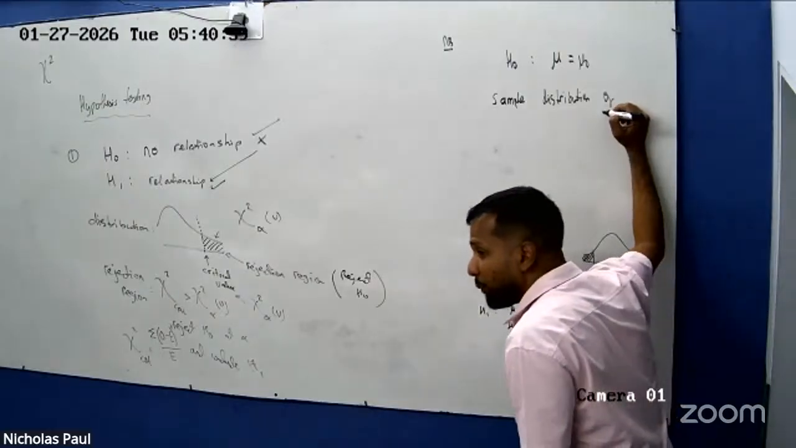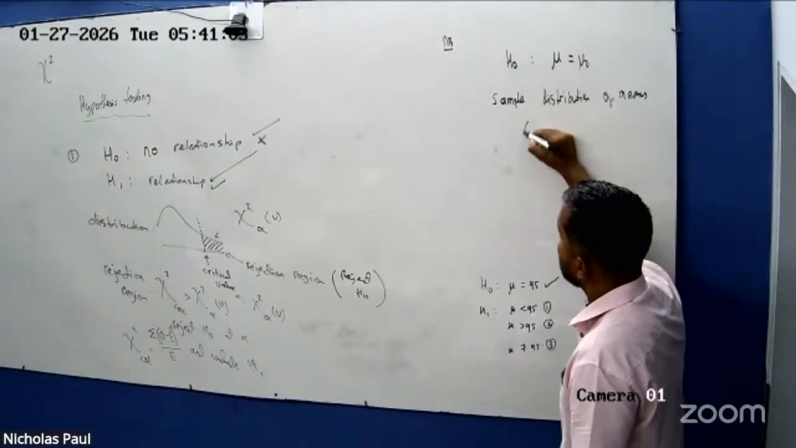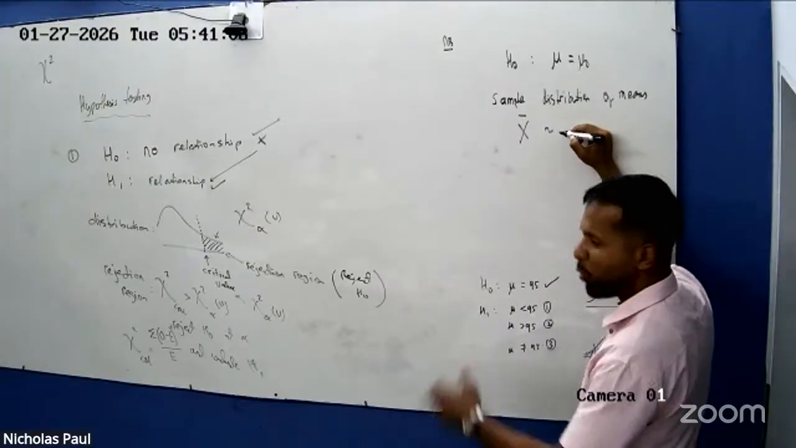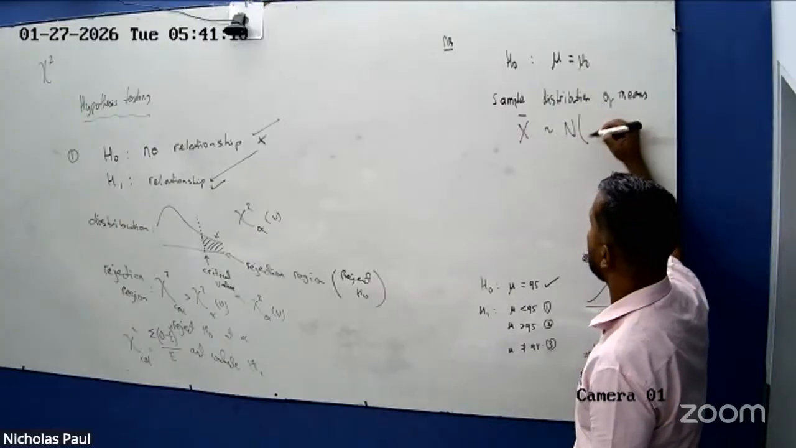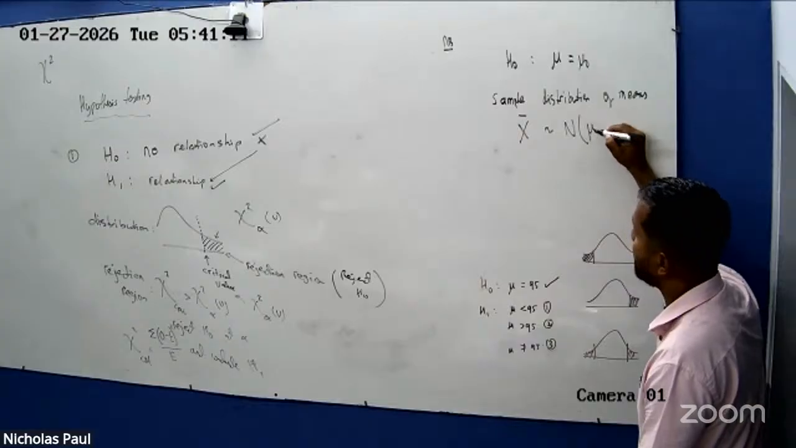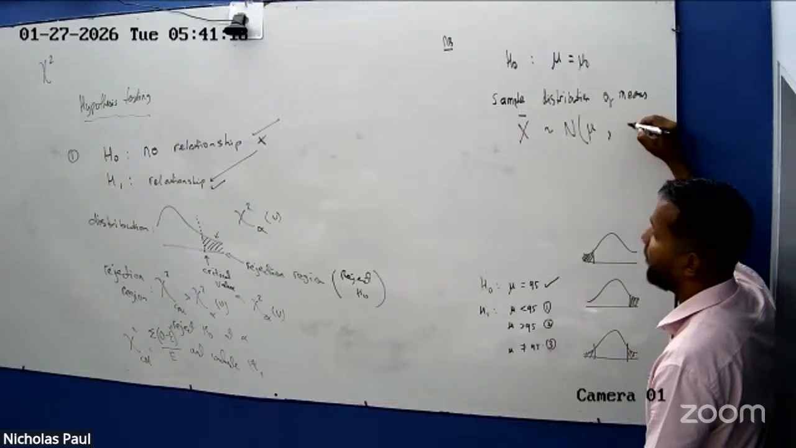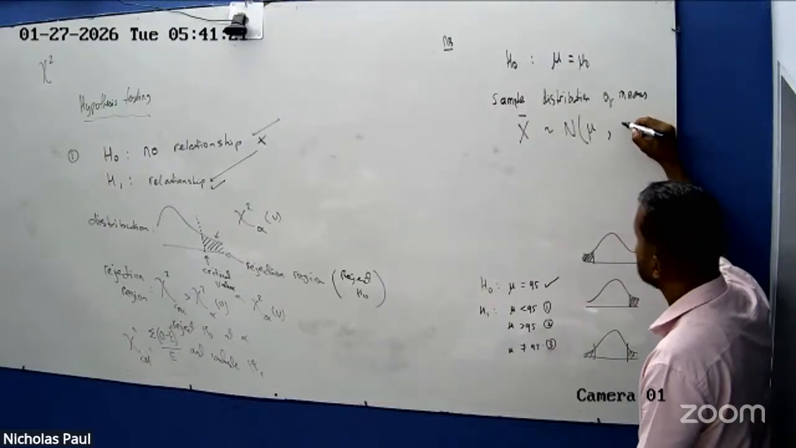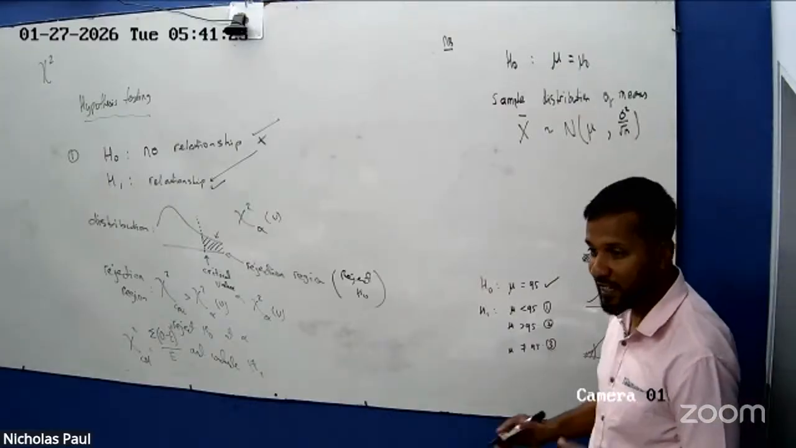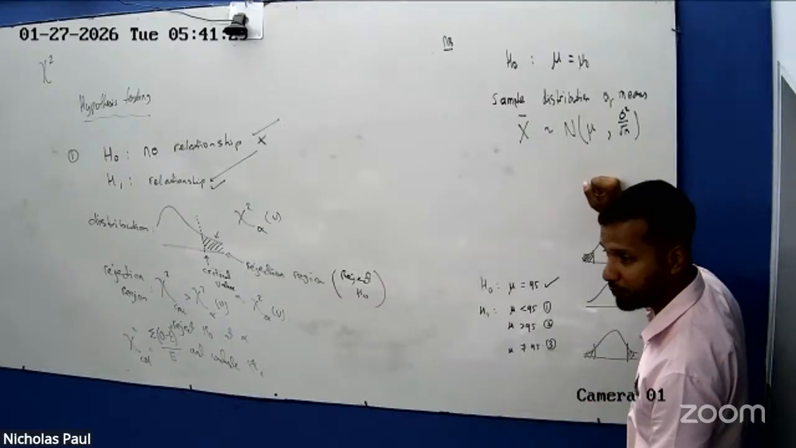We're going to use the sampling distribution of means, so that means we're going to use X bar. Most of them will come from a normal distribution. What was the mean? The mean was mu. The mean is mu, but the variance is what? The variance is sigma squared over n. So regardless of what normal distribution it comes from, this is what we use.